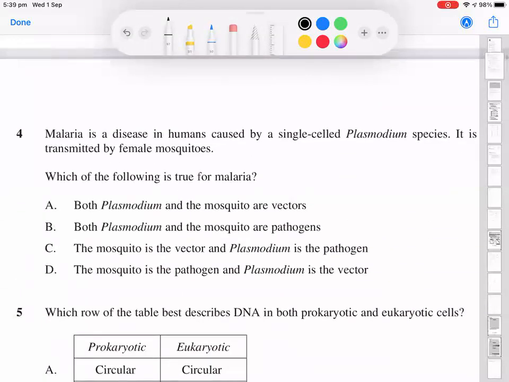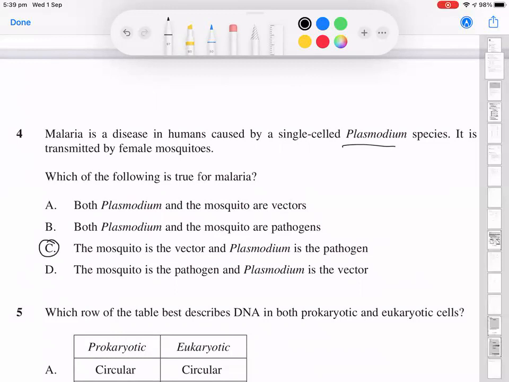Question 4, we're looking at an infectious disease. So malaria is an example of a plasmodium species, which is caused by a protist, which is a type of parasite for humans. So for question 4, the answer is going to be C.